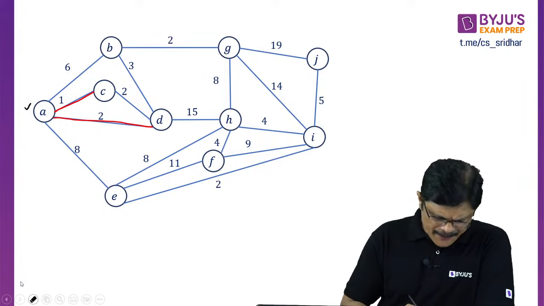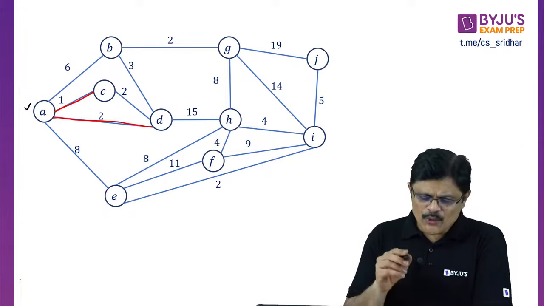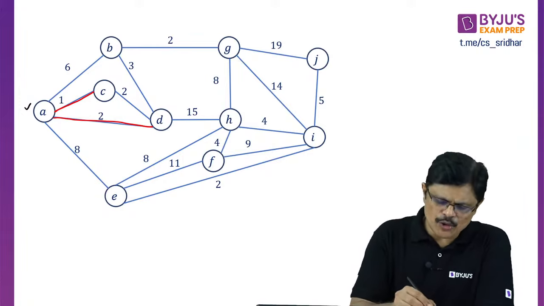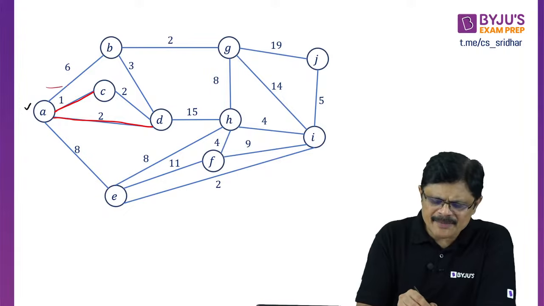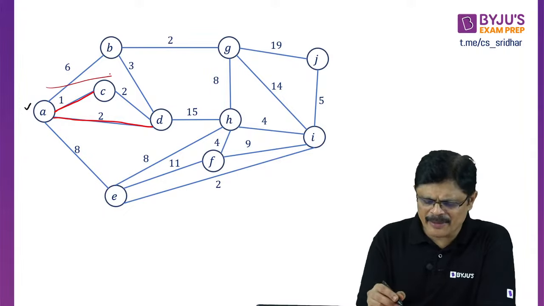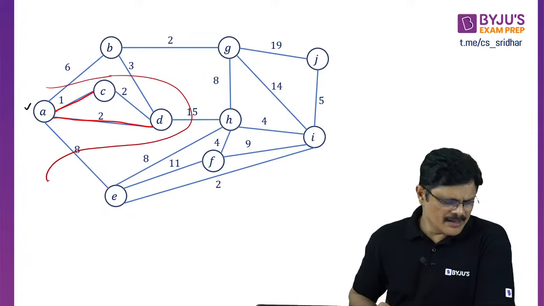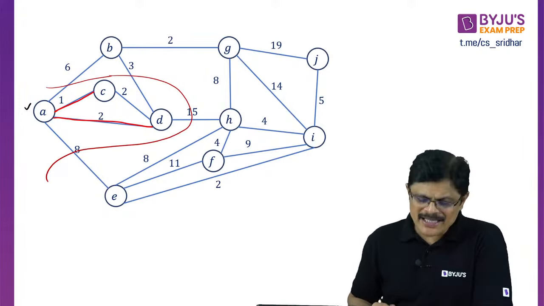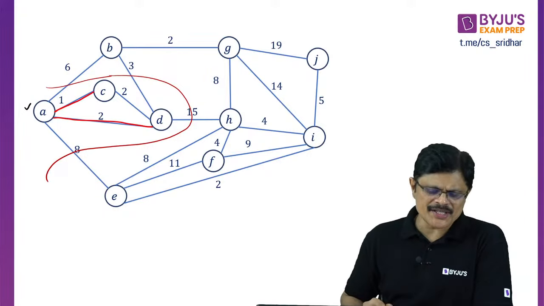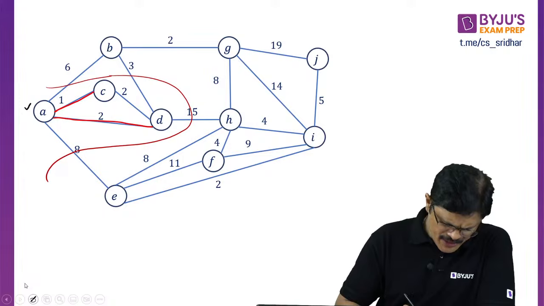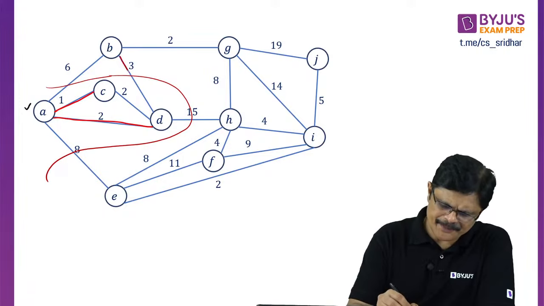Now try to see how to cut these 3 from the remaining parts. So try to create a cut, my dear friends. In this cut, what is the least edge? What is the least cost edge? 6, 3, 15 and 8. 3 is the least cost edge. So select that particular edge.